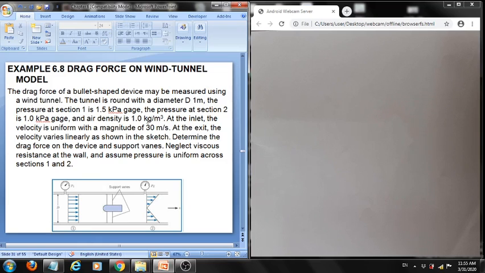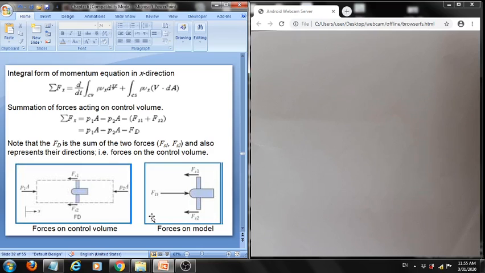The density of the air is given as 1 kilogram per cubic meter, and we are now asked to determine the drag force on this device. Okay, we will just follow the same procedure as before. We draw the control volume around our subject, which is the model or the device, which looks like a bullet.